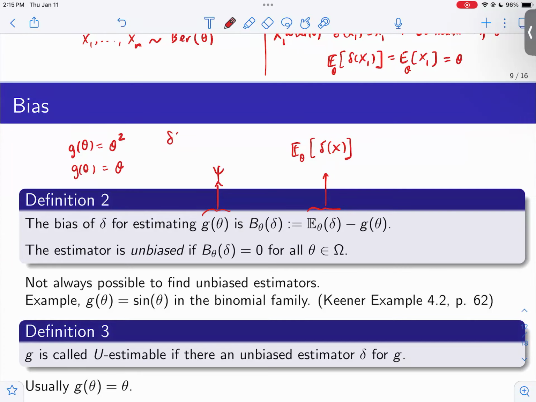Then delta of x, this guy, you can call it psi hat. Okay. The formalism is good, but it might be a bit too much for our case. You can think of these as estimators of whatever parameter you're trying to estimate. So this is a random quantity. This is not.